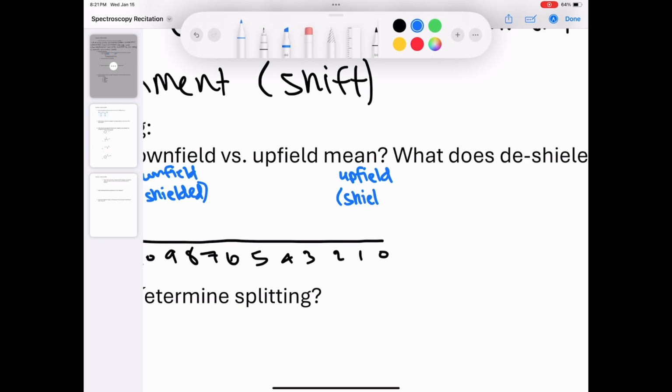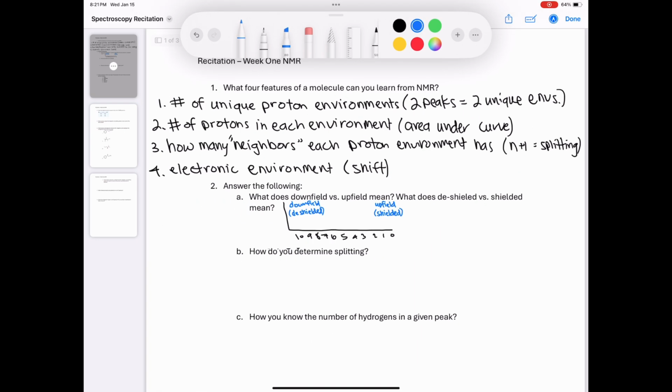And then over to the right with the lower numbers, this is considered upfield. This is where you find protons that are more shielded, or in other words, they have more electron density. And again, I'm just going to write that off to the side as well. Deshielded means less electron density, shielded means more electron density.